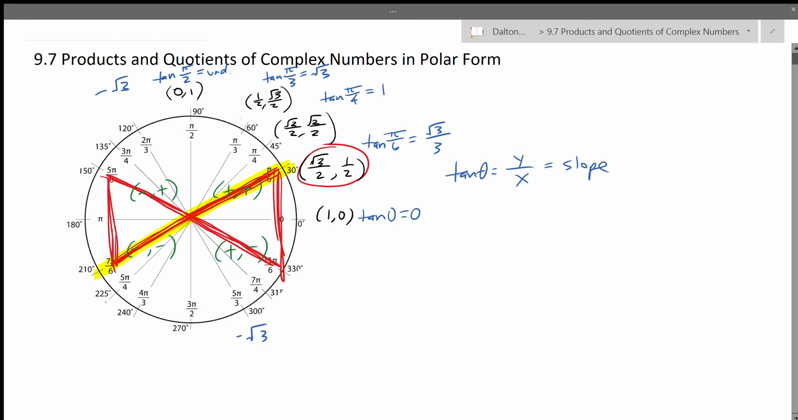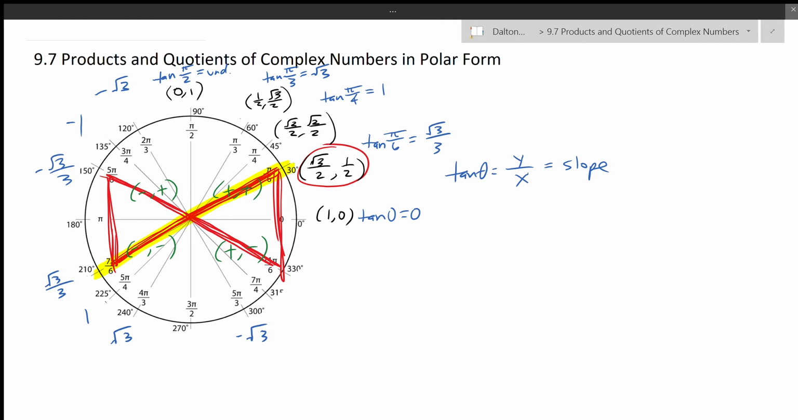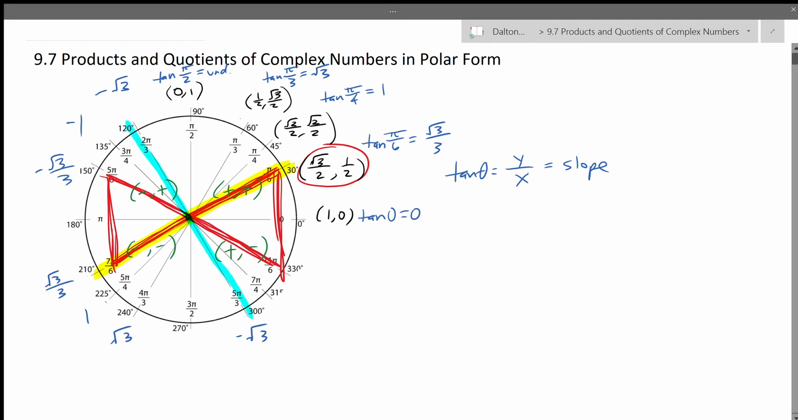Well, let me first copy all the ones in the first quadrant. So this one will be positive square root of 3, positive 1, positive square root of 3 over 3. And in the second quadrant, we have negative 1, negative square root of 3 over 3. And again, if you think about slope, these lines go downward like this. So that's why negative square root of 3 matches. 7 pi over 4 will be negative 1. 330 degrees will be negative square root of 3 over 3.